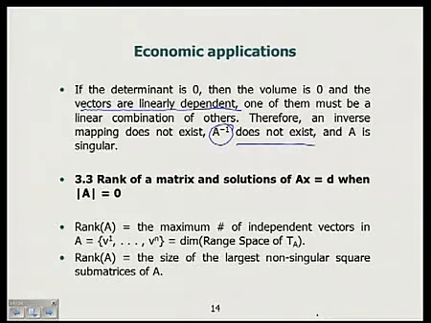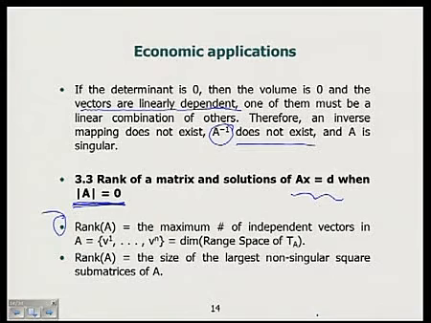Now, third, we want to see the rank of a matrix as a solution of this equation, A times x equals d, when this time the determinant of A is equal to 0. We want to remember that the rank of A is the maximum number of independent vectors in A, which is formed by all the vectors v1 to vn. And this is the dimension of the range space of the linear transformation of the matrix.